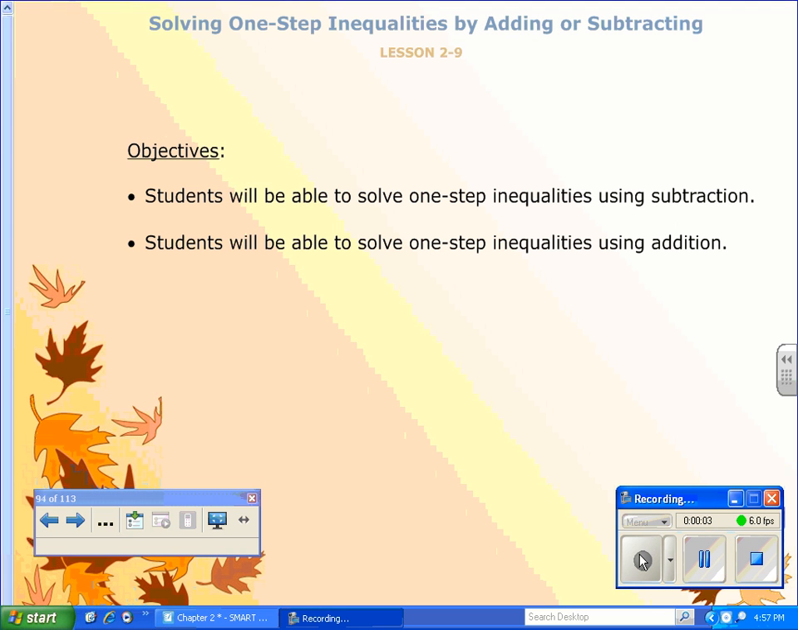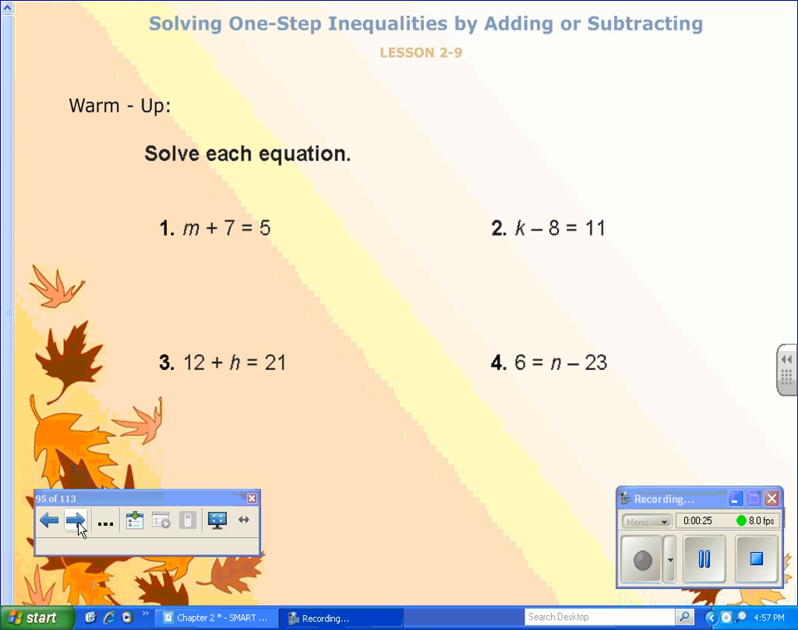Hello, 7th graders, and welcome to Lesson 2-9 on solving one-step inequalities by adding or subtracting. In tonight's lesson, we have two objectives. First, you will be able to solve one-step inequalities using subtraction, and secondly, you will be able to solve one-step inequalities using addition. So, come along and let's get started.